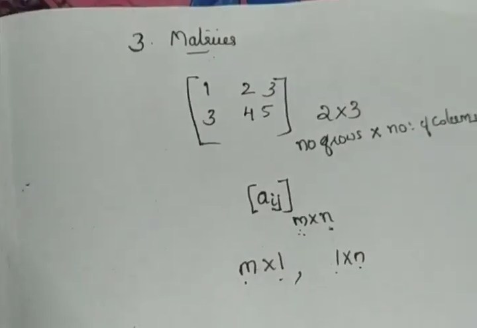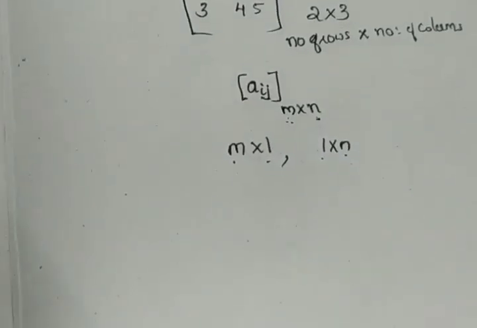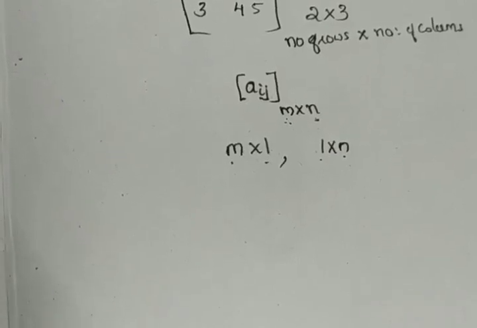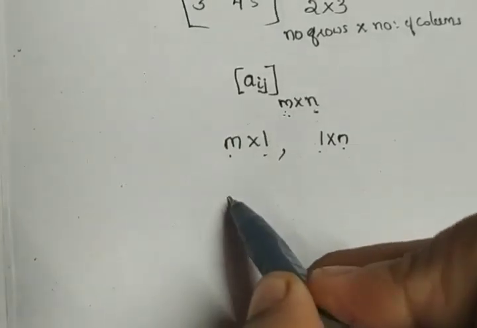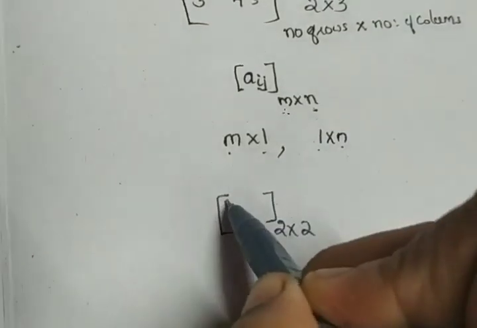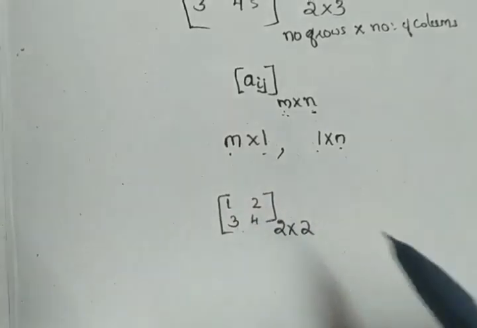The next type of matrix we dealt with was the square matrix. What was a square matrix? If the number of rows and number of columns remain the same, then it is said to be a square matrix. And the least square matrix which we dealt with was 2 by 2. One is 1, 2, 3, 4. It's of order 2 by 2.